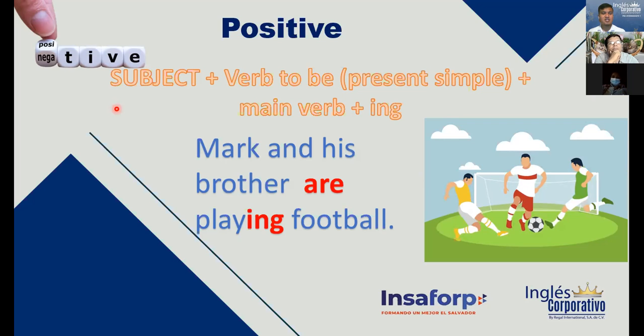We have one example right there that says, Mark and his brother are playing football. What is the subject in that sentence, guys? Mark and his brother. That is the subject, yes. And then we have the verb be in present, plus the main verb, that is the verb play, plus the ing, and football is just a complement. So that's the formula that you need to use in order to form positive sentences.